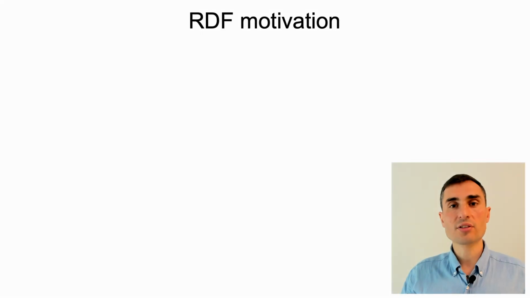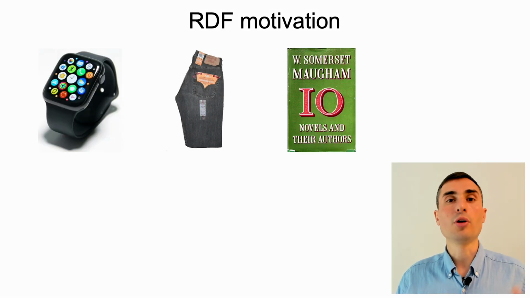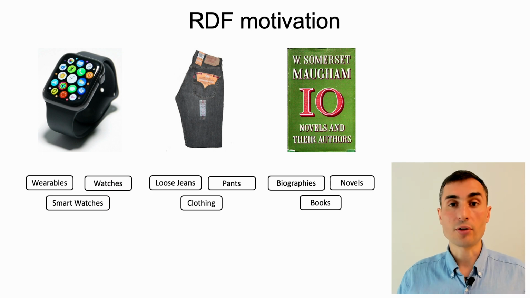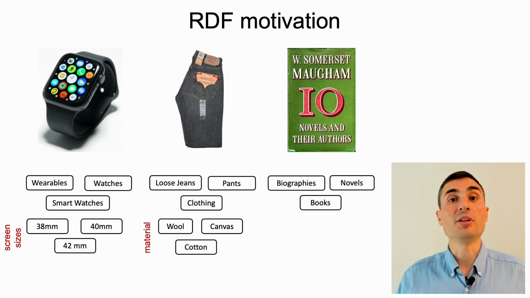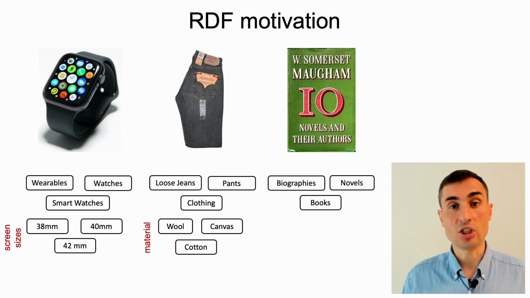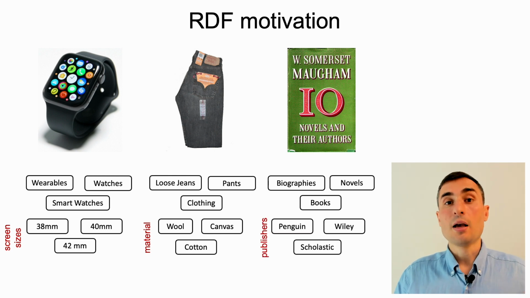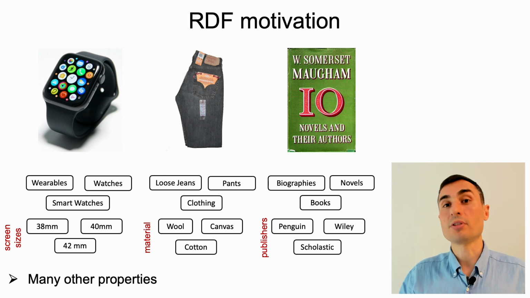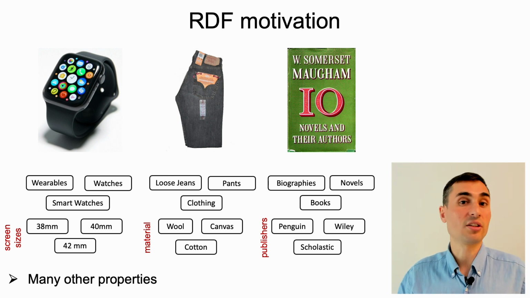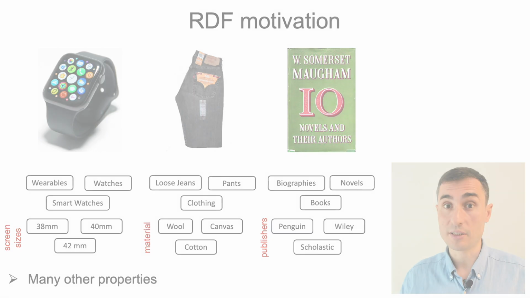To be able to answer these questions, your records need to model your products, the categories of these products, the screen size of some products like watches, the materials used in other products like jeans and t-shirts, while things like publishers and editors in other types of products like books, and many, many other properties of these products, such as the regulations that they're subject to. It is certainly a very, very challenging task.